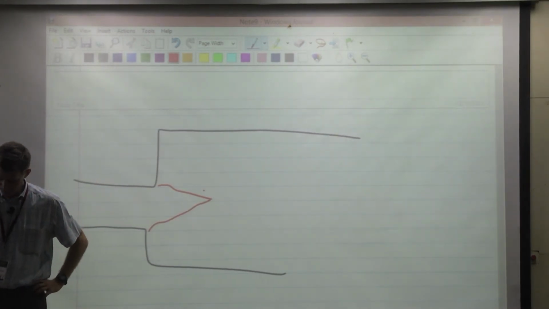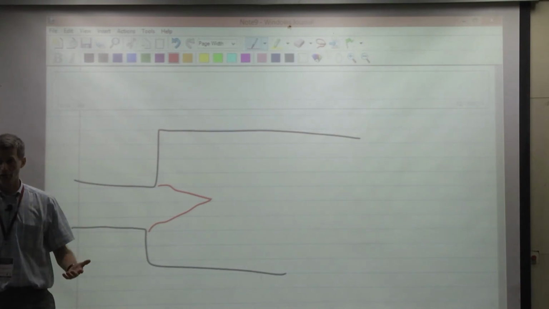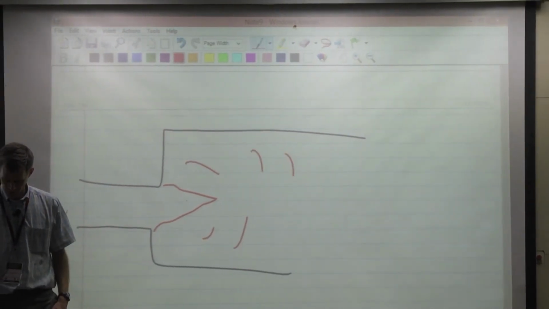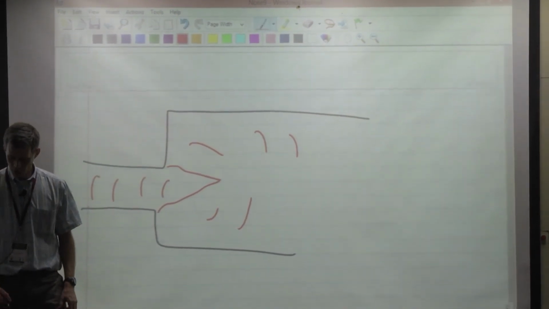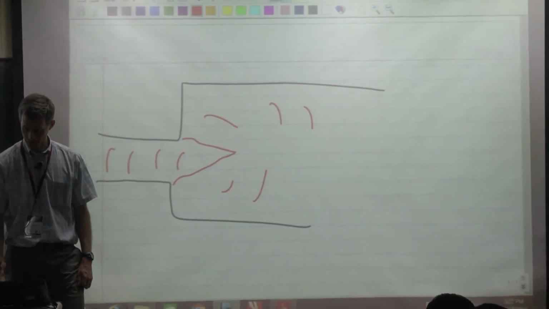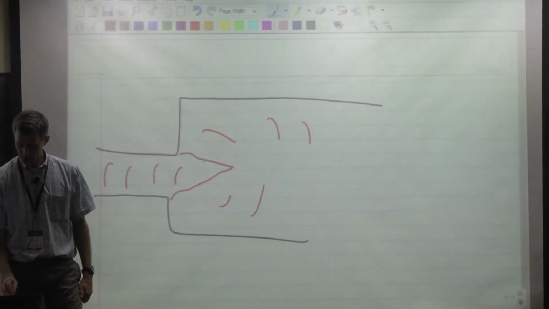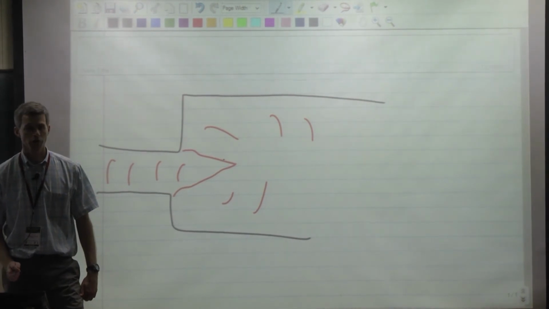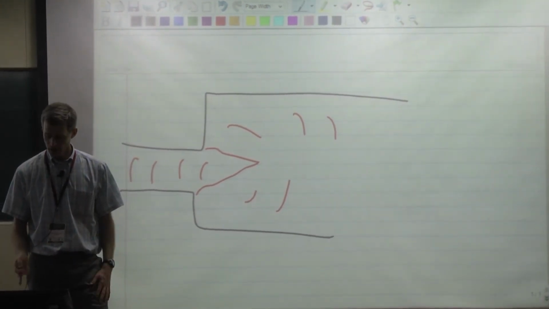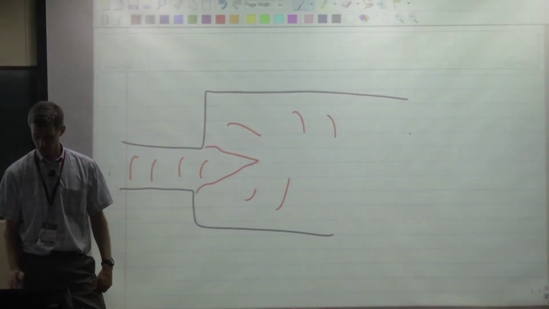So here's my flame. And as I just mentioned, flames make sound. These are sound waves propagating away. We call this direct combustion noise. It's noise generated by flames. Well, it turns out that the flame is not only making sound, it's also making vortical disturbances. It's also making entropy disturbances. However, those vortical and entropy disturbances are just convected out of the system.